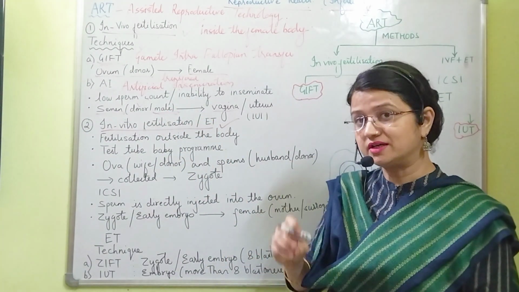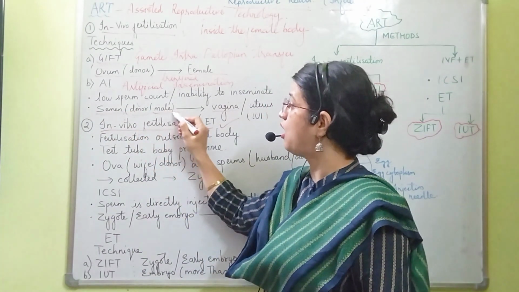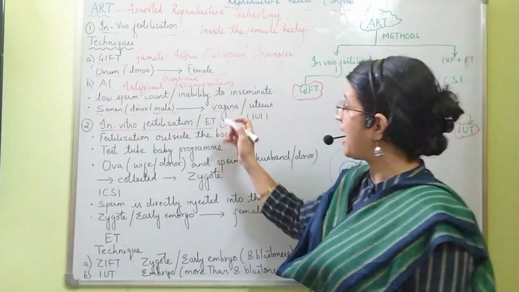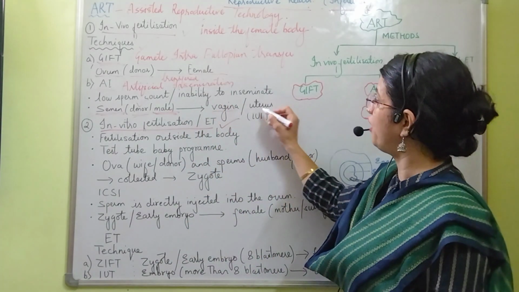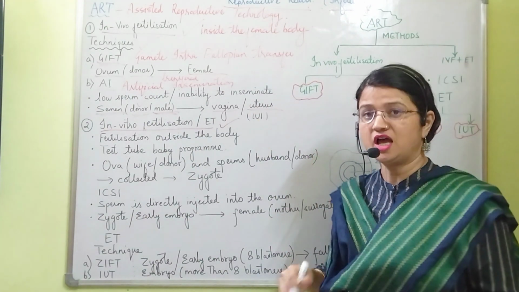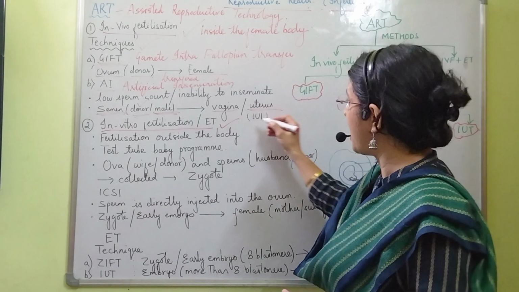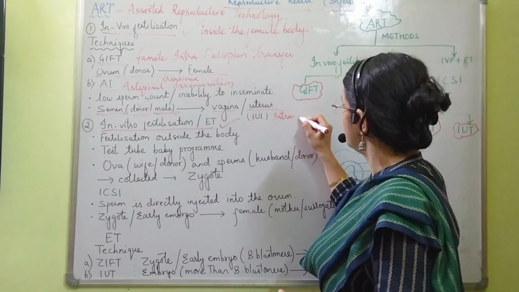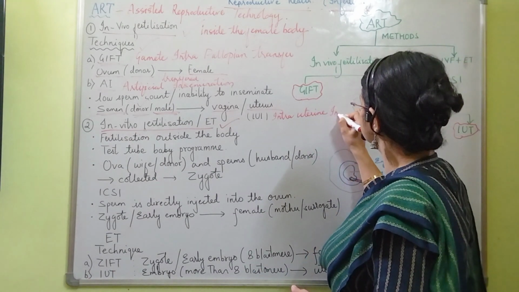Clear? So here we have two options. The semen can be taken from the donor or from the male partner, and it is transferred either into the vagina or into the uterus. If it is transferred directly into the uterus, it will be called IUI, that is intrauterine insemination.